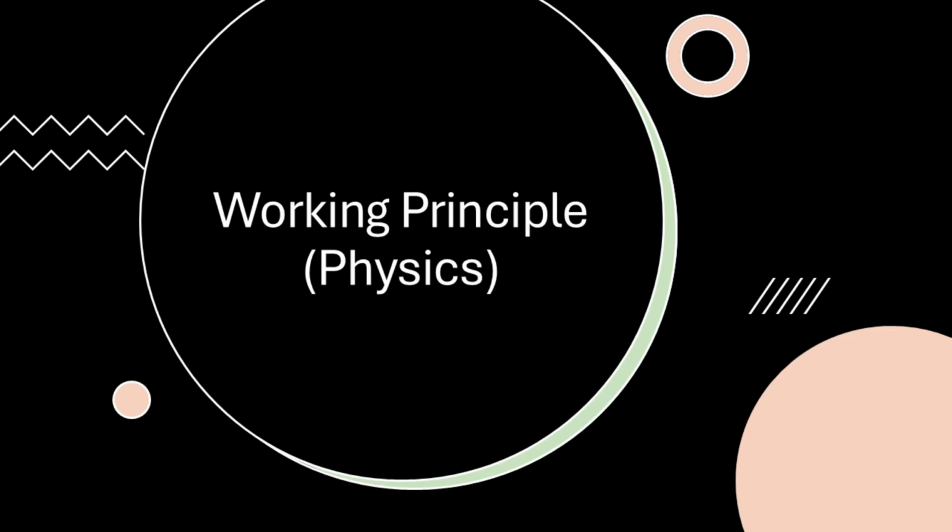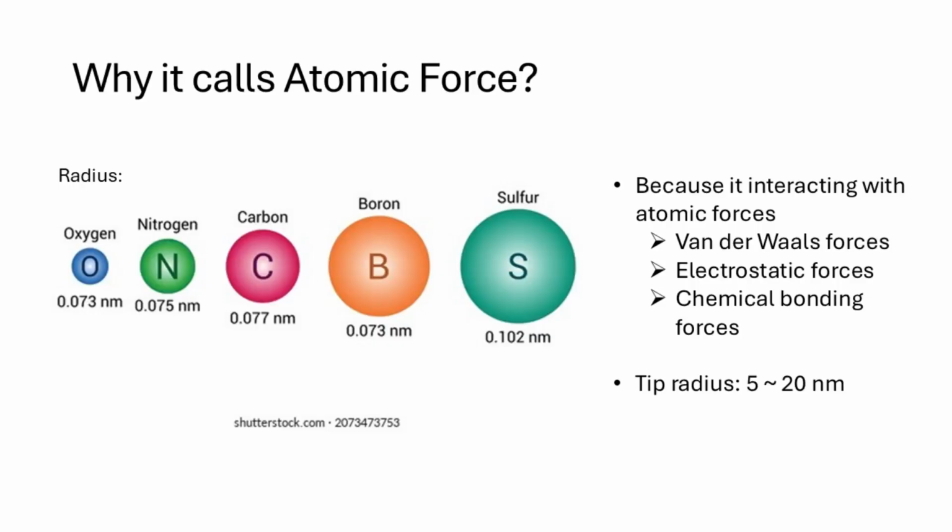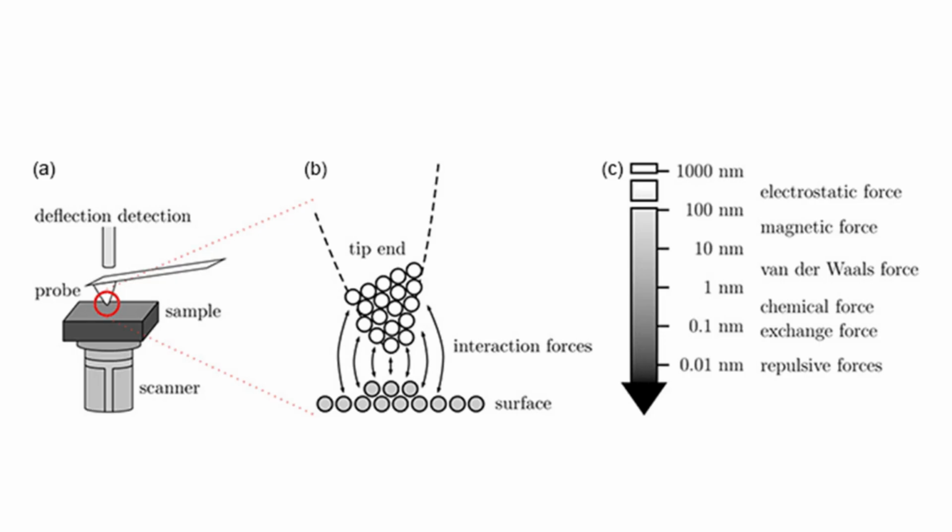Here's the physics working principle. Why does it measure atomic force? Because it is interacting with atomic forces, for example, van der Waals forces, electrostatic forces, and chemical bonding forces. Because the tip is very small, it can detect some atomic forces. So from 1000 nanometer to 100 nanometer, we can detect electrostatic force. From 100 to 10, we can detect magnetic force. And from 10 to 1, we can detect van der Waals force. From 1 to 0.1, we detect chemical force and exchange force, and 0.01 repulsive force.